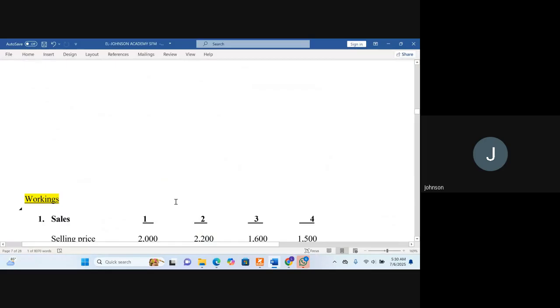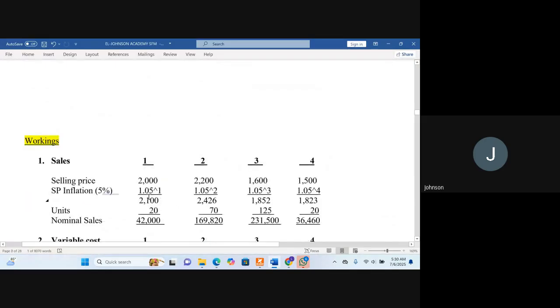Whatever you get, 1.05. You now say how many years? It's just 1 year, so you raise it to power 1. When you do that, that means you are inflating this thing. This selling price is 100% before. When you add the effect of inflation to it, it now becomes 2,100 because you've added the effect of inflation.